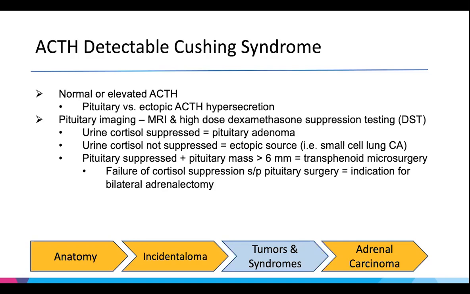If the pituitary is suppressed and you have a pituitary mass greater than 6 millimeters, you would consult neurosurgery for a transsphenoidal microsurgery. And if there's a failure of cortisol suppression after that pituitary surgery, this may be an indication to further work up and do a bilateral adrenalectomy.